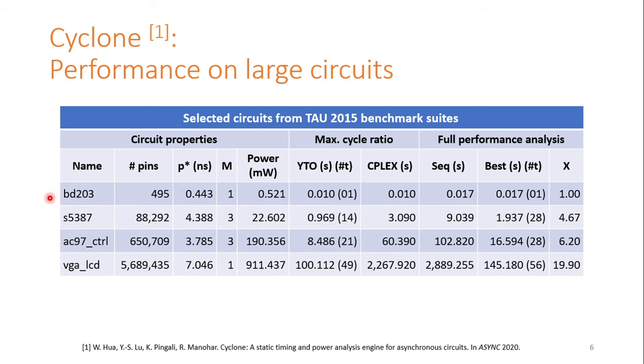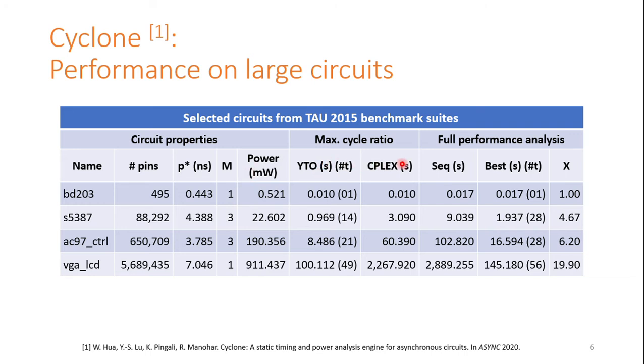B203 is a circuit in the bundled data family. The other 3 circuits are from the QDI family. The first 5 columns show the properties of the circuits: their names, number of pins, cycle period in nanoseconds, number of ticks on the critical cycles, and power consumption in milliwatts.